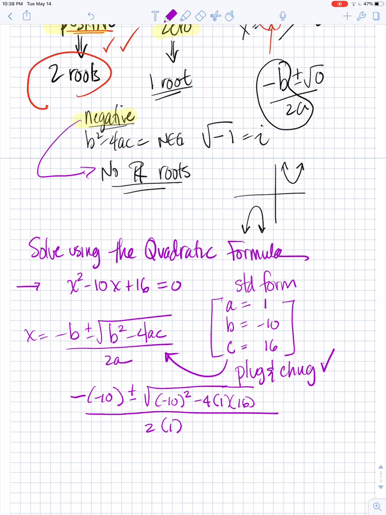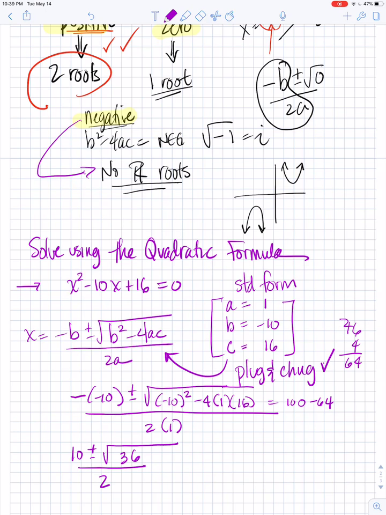So negative 10 is positive 10. Positive 10 plus or minus, let's go ahead and draw that radical again. Negative 10 squared is 100, and so then what we have is 100 minus 4 times 16, right? So 16 times 4, right? That is going to be 64. So 100 minus 64 is 36. And all over 2. Okay, good.